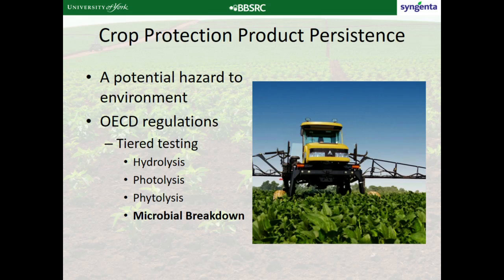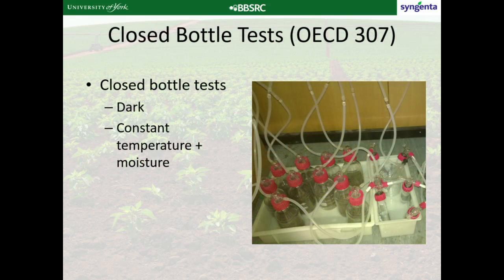Most regulatory bodies across the globe, including the European Commission, have adopted the OECD regulation guidelines, the OECD being the Organisation of Economic Cooperation and Development, itself being an intergovernmental policy think tank. So these regulations involve tiered testing, which means a product must pass one test before it can move on to the next. And these tests look at hydrolysis, photolysis, phytolysis, and most importantly, microbial breakdown. The reason why microbial breakdown is so important is because it's the only process by which a product can be fully mineralized into CO2 within a realistic time span.